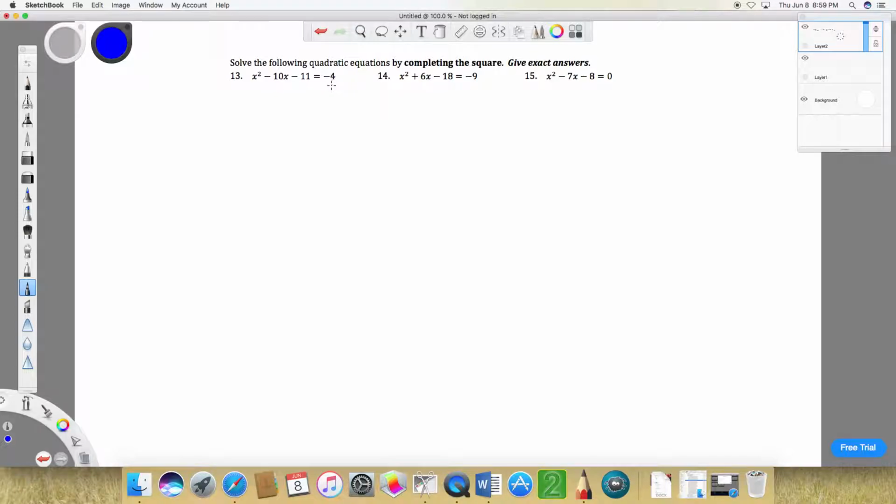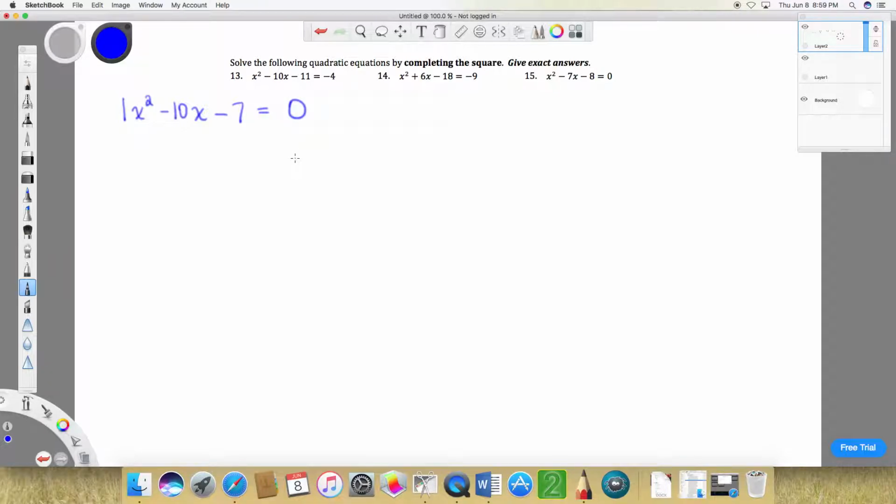So in problem number 13, and actually in all of these problems, we want it to look like 15. We want to write this in standard form because our leading coefficients are 1. So it's important that we have a 1 in front of that x squared when we're doing completing the square. Okay, so I'm going to add 4 to each side, and I'm going to start with this.